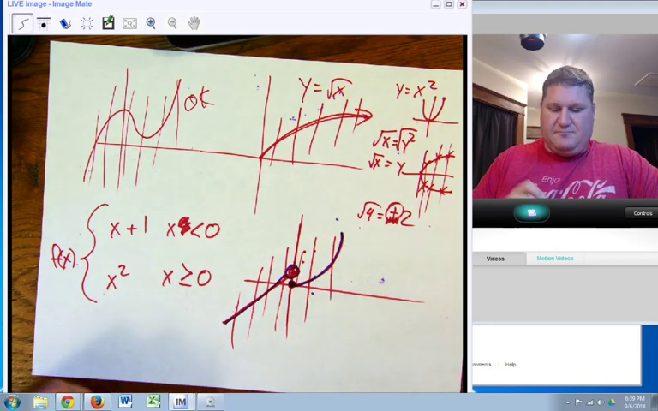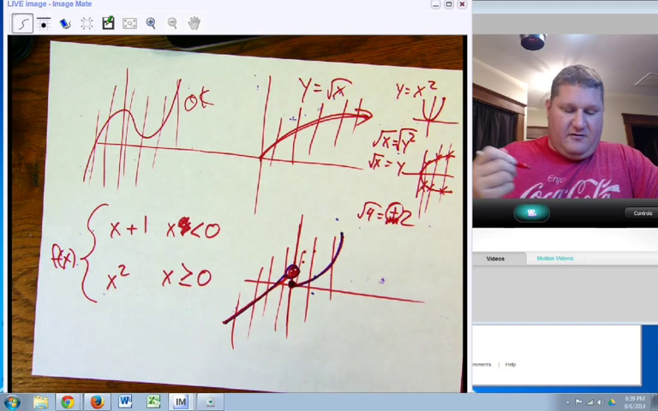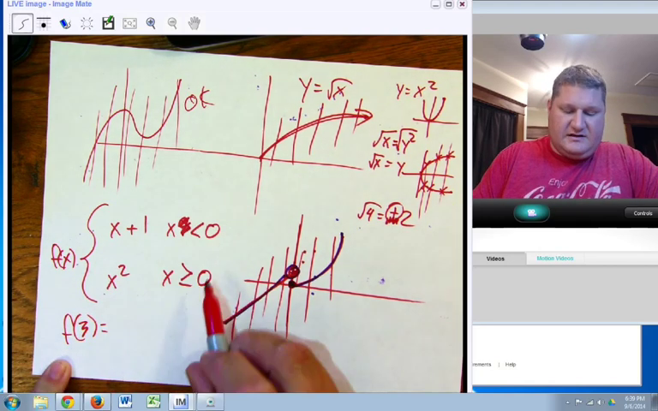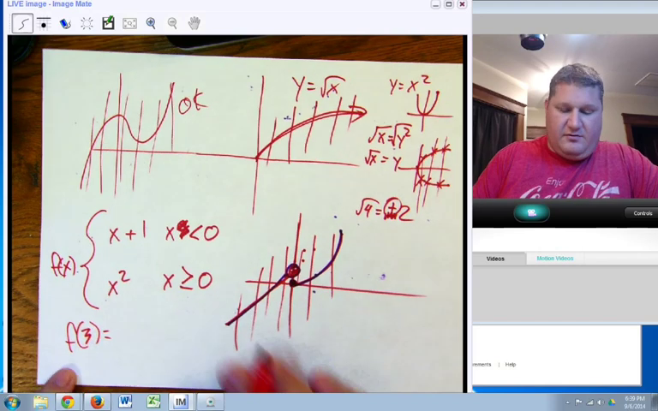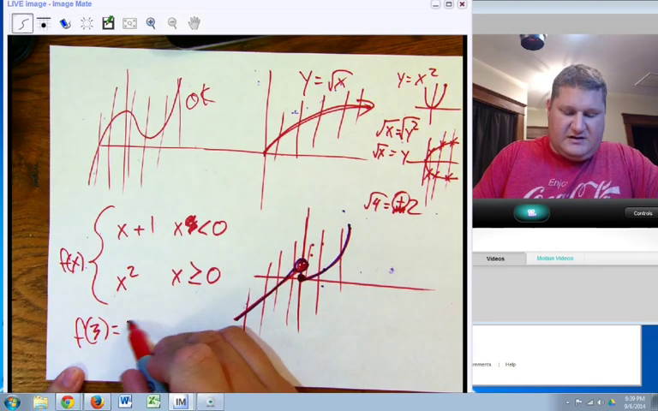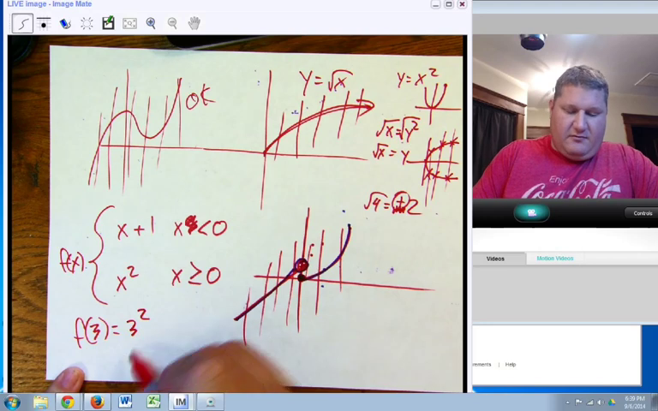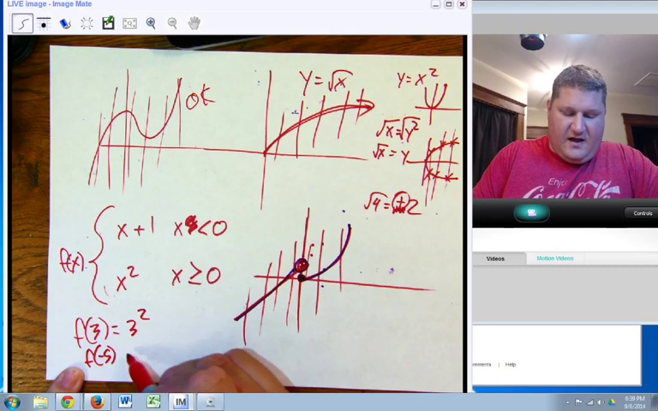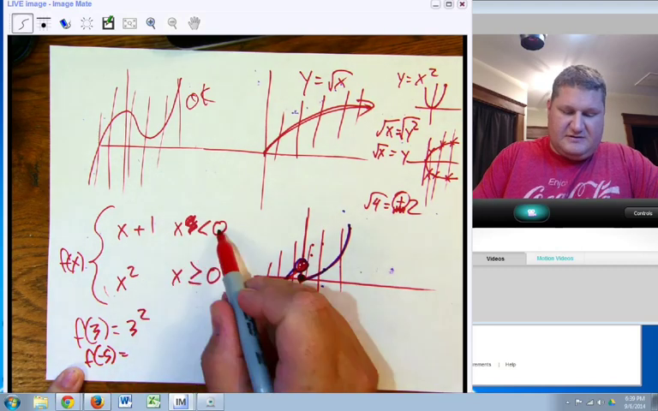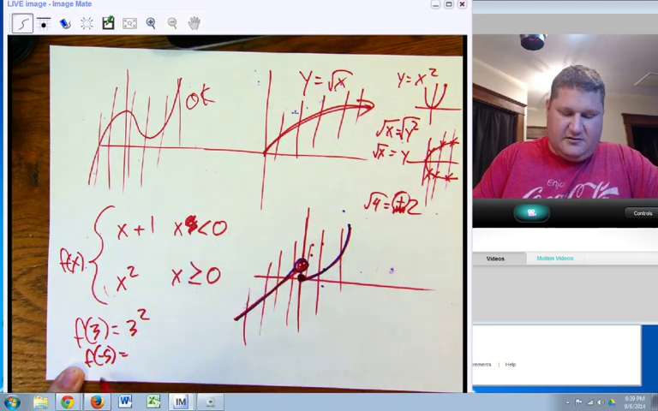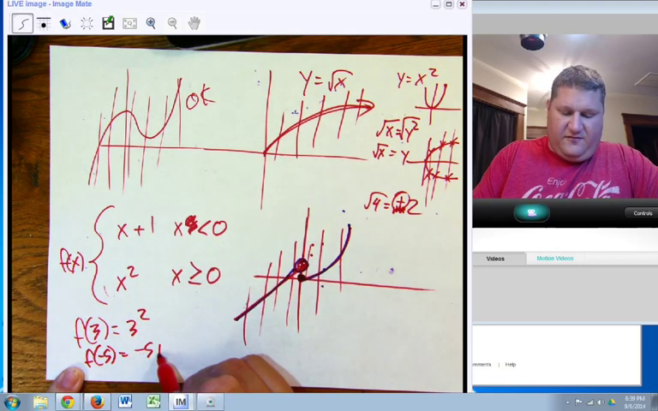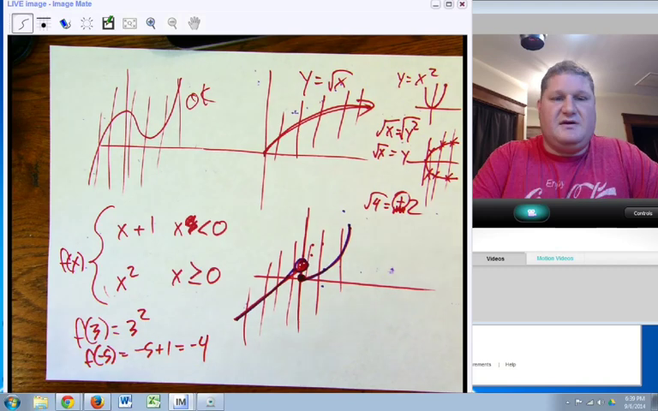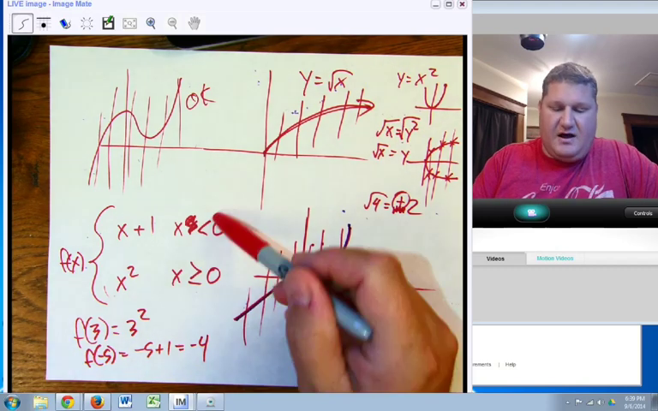Now, if I were to say f of 3, I would need to say, well, where is 3? 3 is in the greater than 0 pile, so I would say 3 squared. I would use the x squared component. If f is negative 5, I would actually have to use this piece up here because x is less than 0, negative 5 is less than 0. Negative 5 plus 1, the answer is negative 4. So where you plug it into a piecewise function is determined by the domains.